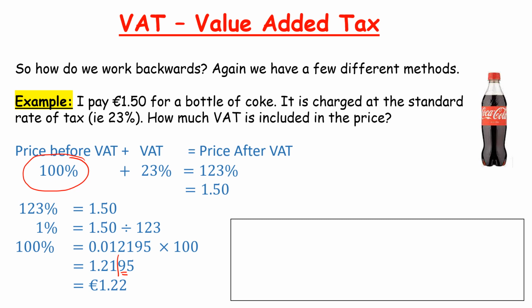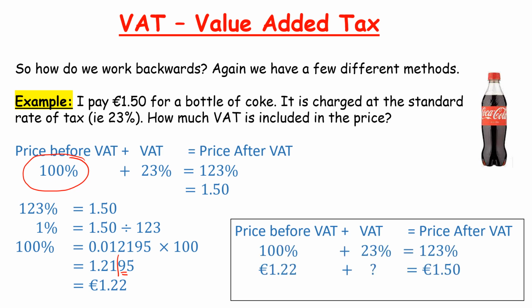So just be careful. The question asked how much VAT is included in the price. So I now go back to my little formula and I say, well, the price before VAT, I've just worked out the 100% is €1.22. I add some amount of VAT to it and I get 150. So you can get 23% of €1.22, but a slightly easier way would be to use subtraction, and that leaves us with 28 cents VAT on this bottle of Coke.